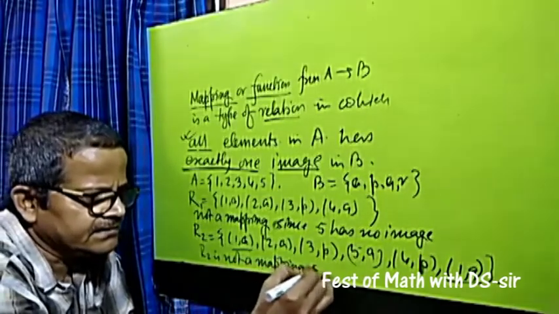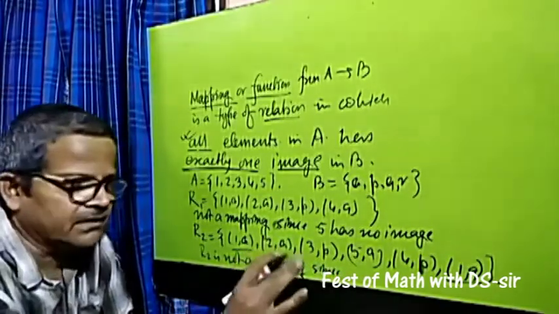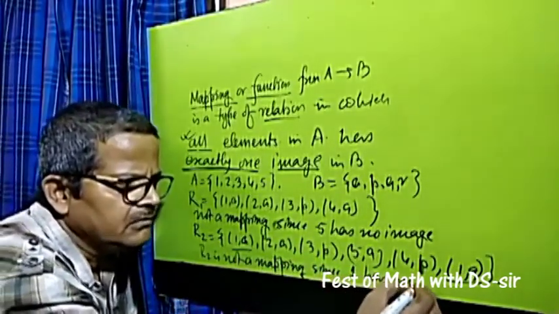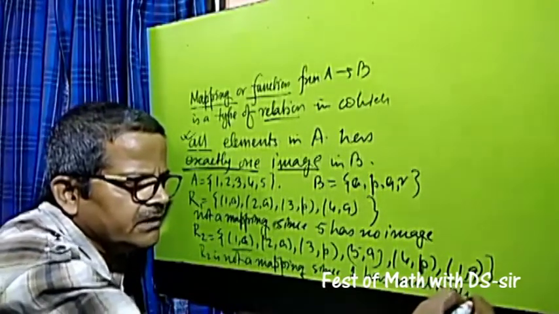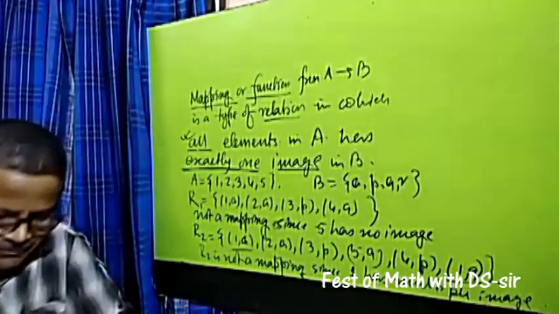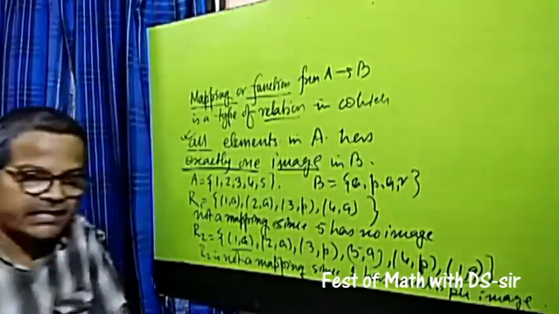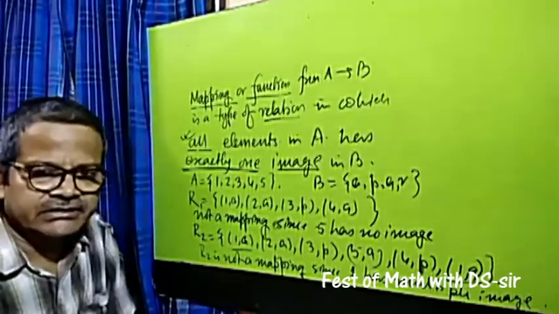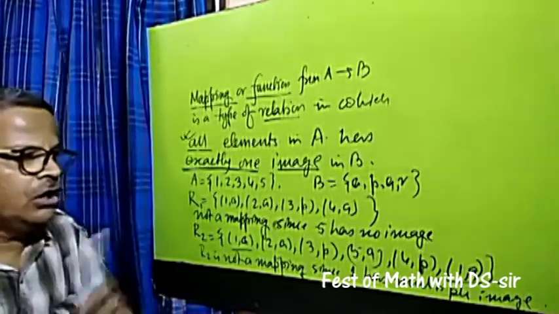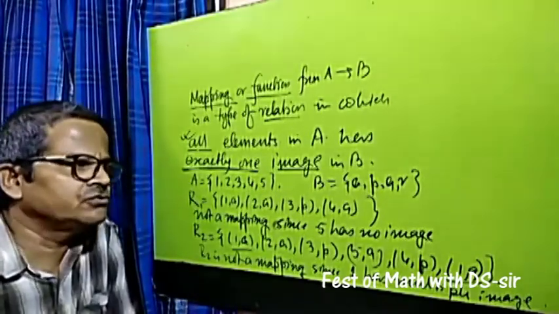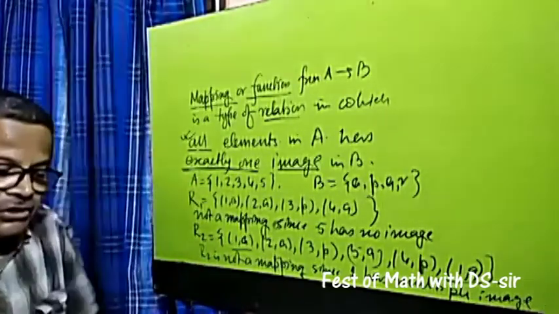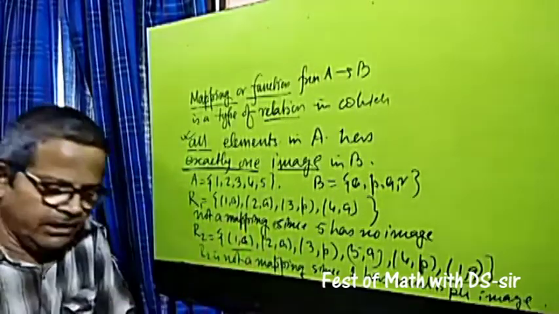Since for a mapping or function, one has multiple images. Since one has multiple images, that's why it is not a mapping. So to be a mapping, all should have an image and all should have exactly one image. These two things we have to check.